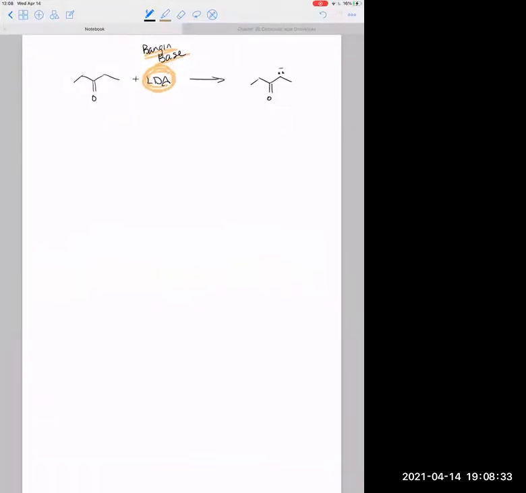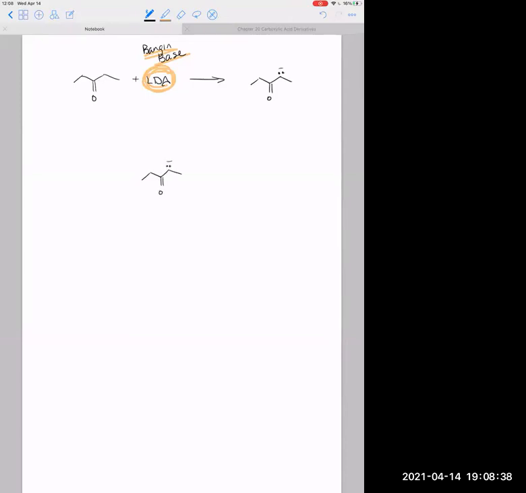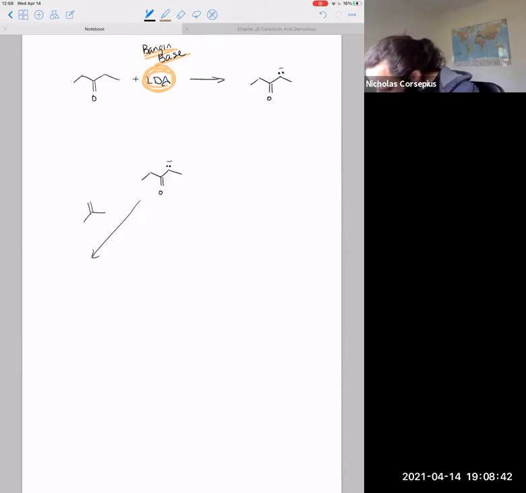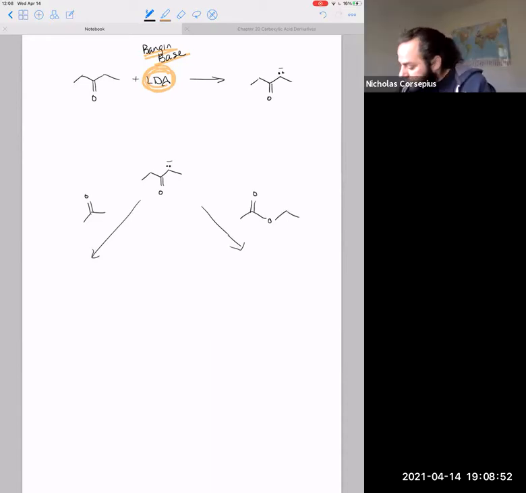Okay, so now we're going to take our enolate ion and I'm going to add either the ketone or an ester. All right, and so what I want here is the full reaction mechanism for these two reactions. So take a minute and do that on your own, and then we'll go over it together.